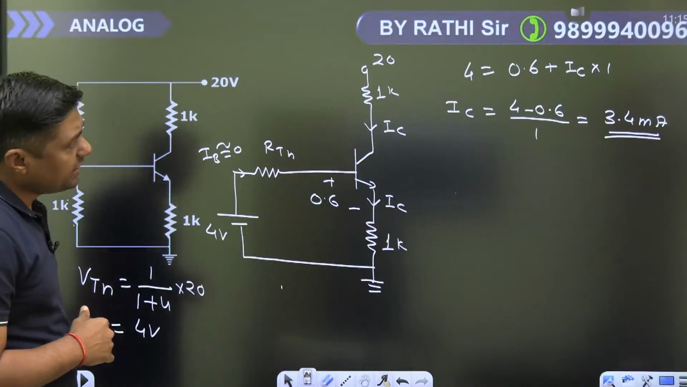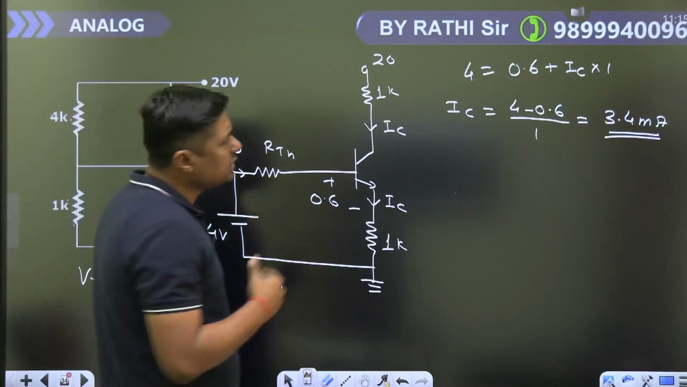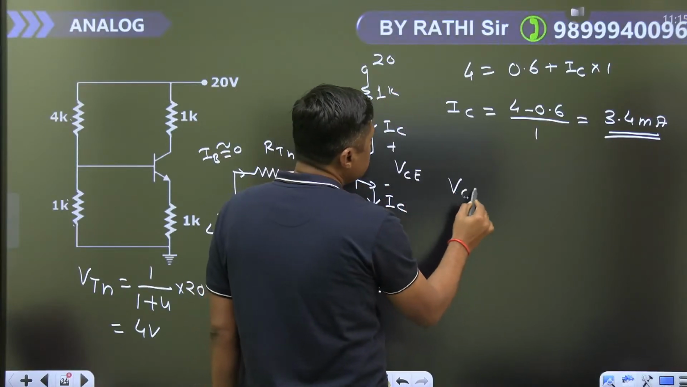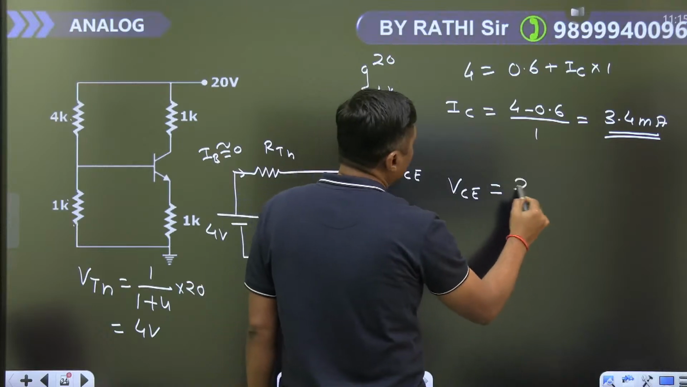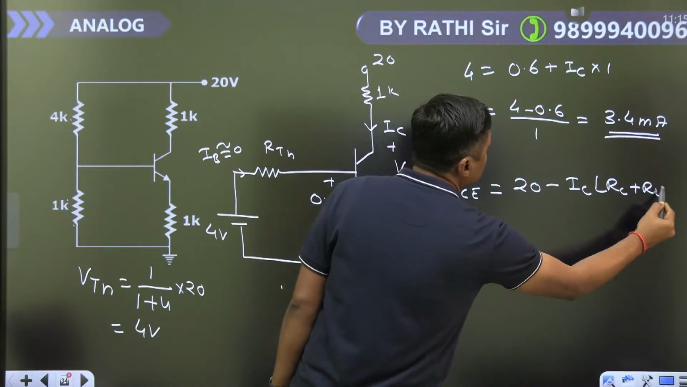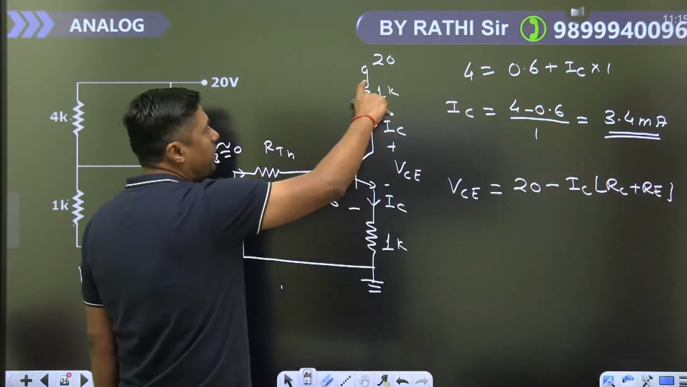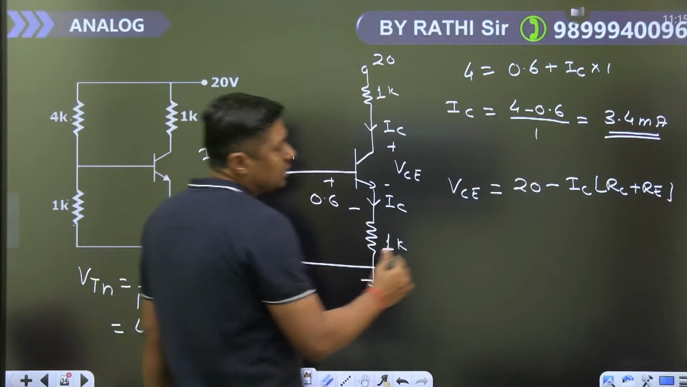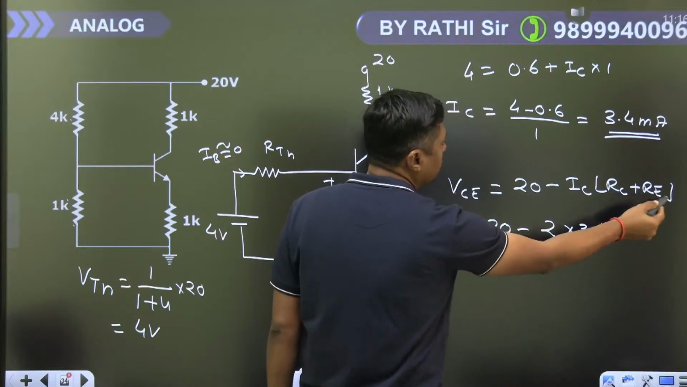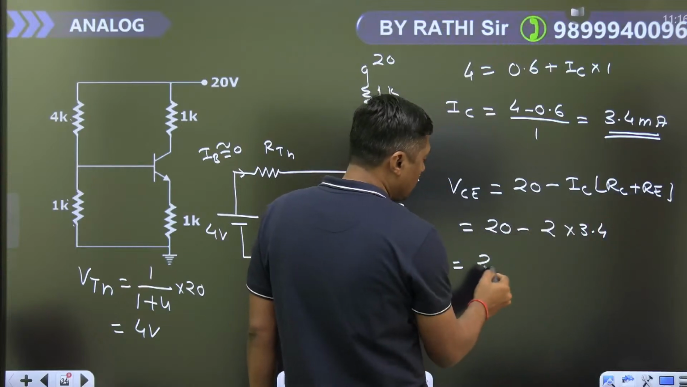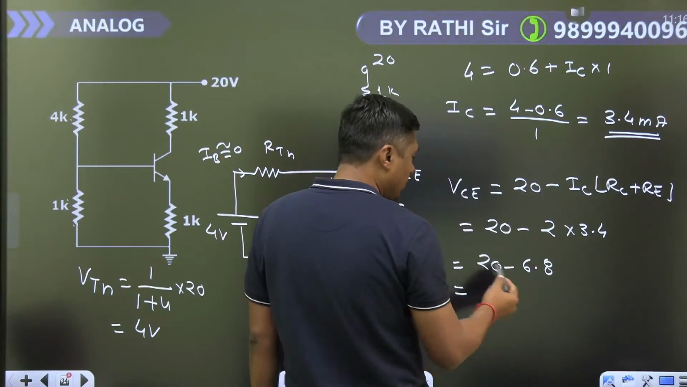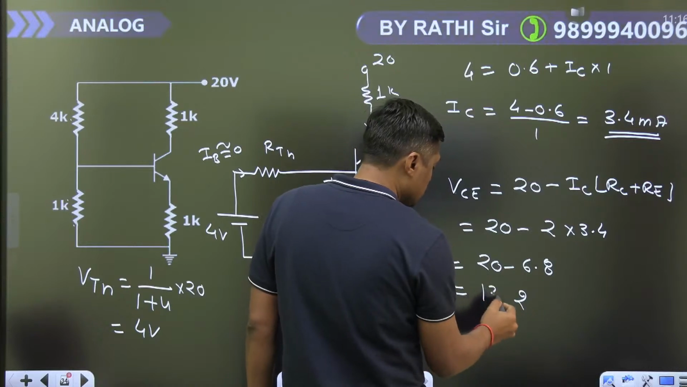Then second thing, once you have the 3.4, what is the value of VCE? VCE will become 20 minus IC into RC plus RE. That is, 20 minus the drop across RC and the drop across RE. So it will become 20 minus 2 into 3.4, because it is 1 plus 1, 2, and 3.4. 20 minus 6.8, and now you can find 13.2.